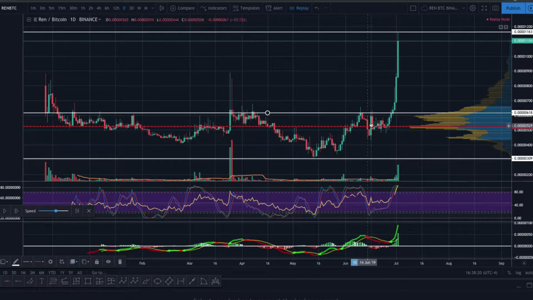And what happens is when you push through the resistance like we see right here, sometimes we come back down and we retest the resistance as support.